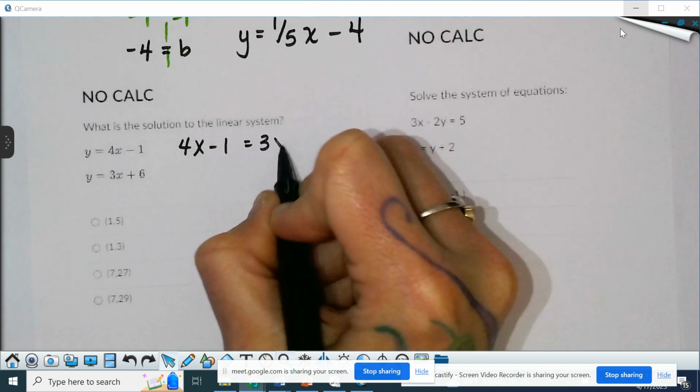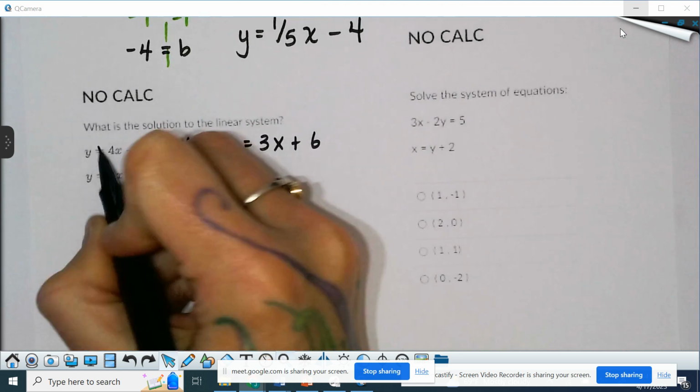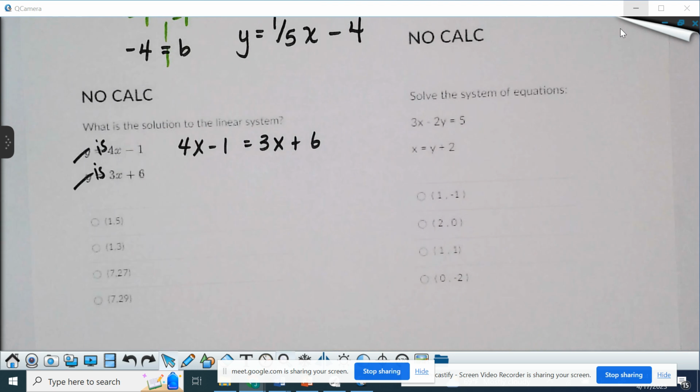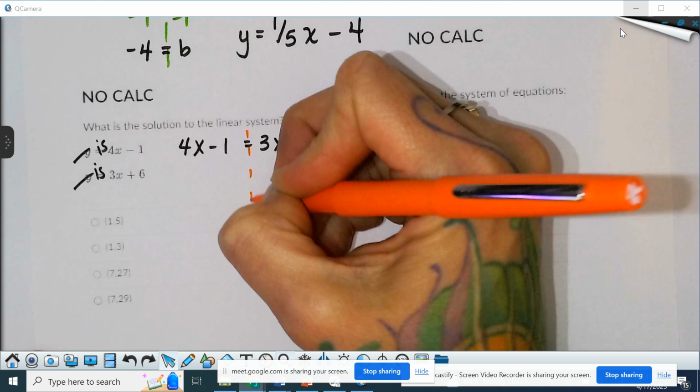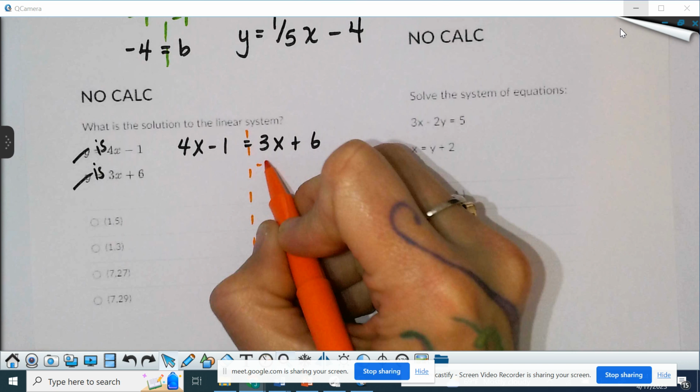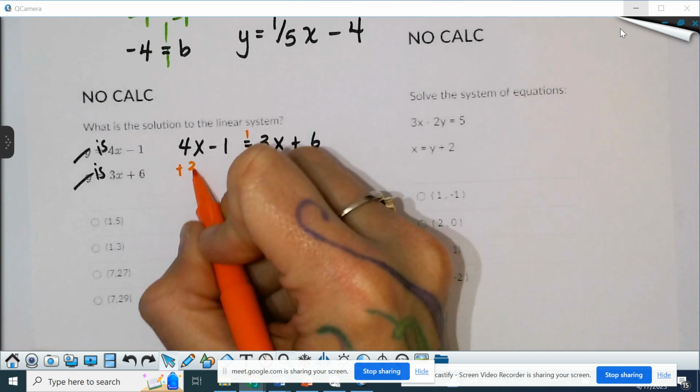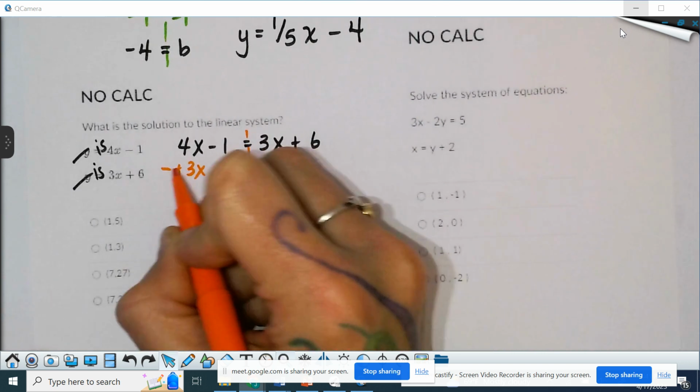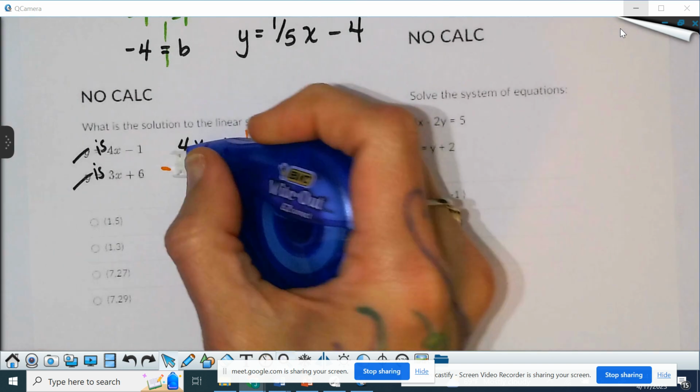When it's y is and y is, that means our y's can go away. And our binomials, or whatever they might be, if it's a quadratic, whatever, they are equal to each other because they are the same. And then you're just going to solve it like a good old 8th grade multi-step equation. We're going to get our x's on one side, so variables on one side, constants on the other. I'm going to work towards a positive variable, so I don't have to deal with negative x if I can help it.